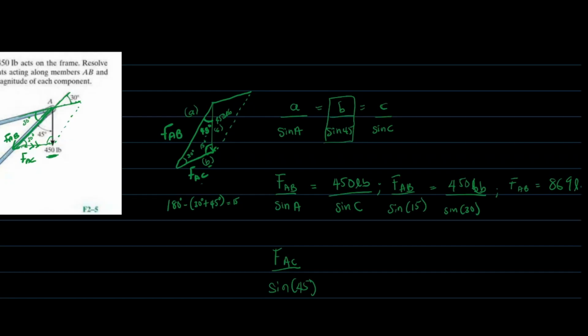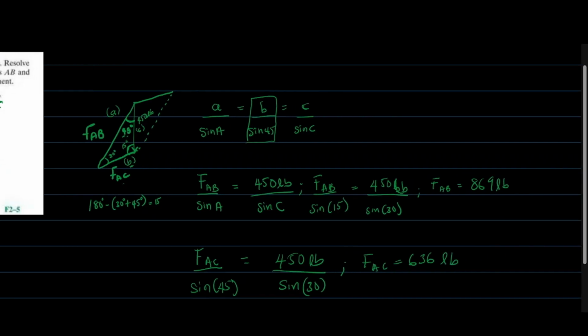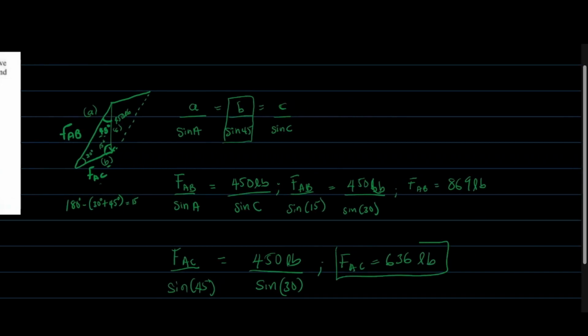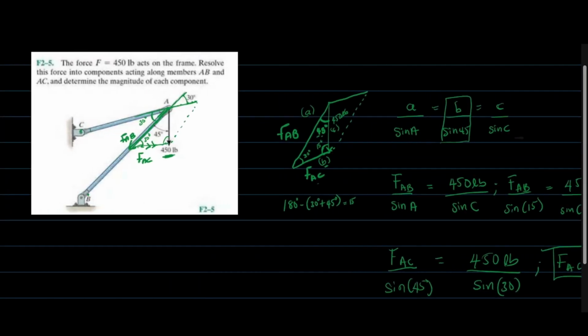And coming back for FAC, let's have FAC over sine 45, because that's the angle opposite it, as you can see at this point, equals 450 pounds over sine 30. If you make FAC the subject of the formula and simplify the equation, you're going to have that FAC is equal to 636 pounds. This is the answer to our question. We have gotten the magnitude of each component.